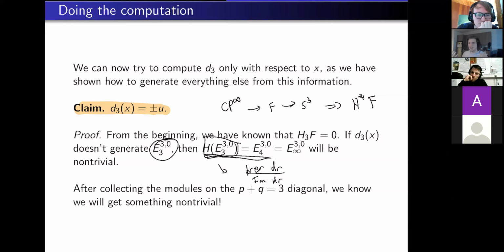So basically what I'm saying is whatever happens after the E3 page, we're going to collect all of our results and get our answer. When we do that, H3F has to be 0. If we haven't killed the thing at 3, 0, then we're never going to kill it, which means that we've somehow contradicted ourselves. We have this homologically connected space that also has homology where it's not supposed to. And this is what I meant by you can compute the differentials without knowing anything about them.